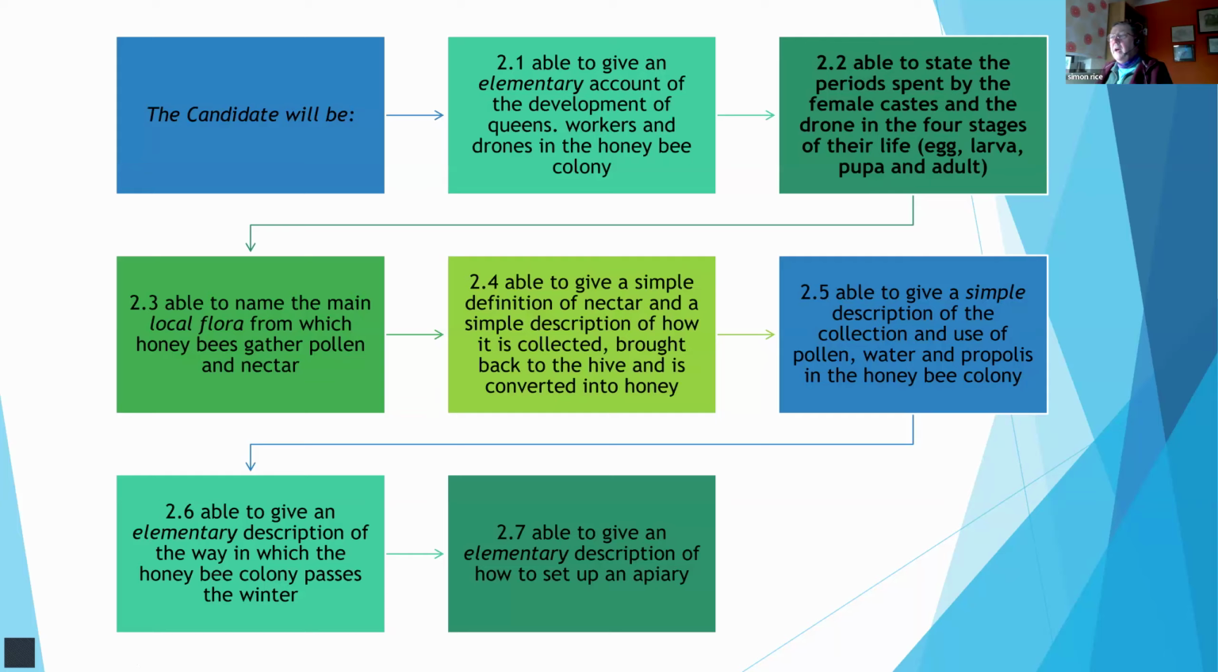We're also asked to give a simple description, so this isn't an essay question. This is literally a simple description of the collection and use of pollen, water, and propolis in the colony. To be able to give a simple definition of nectar and a simple description of how it's collected. And to be able to name the main local flora. Surprising the number of people that aren't able to name local flora that they find in their area.